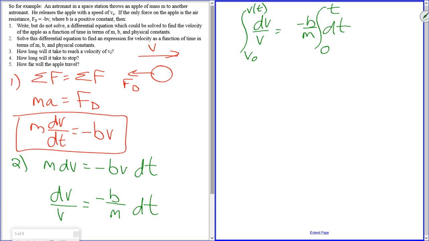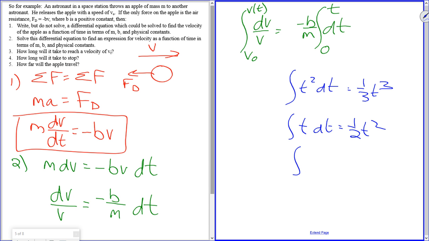All right. So, quick calculus crash course. What's the integral of t squared dt? 1/3 t cubed plus c. Yeah, but we're doing definite integrals, so I'm not going to worry about the plus c. All right. What's the integral of t dt? 1/2 t squared. What's the integral of dt? T. Does that make sense? So this whole mess here just becomes t.